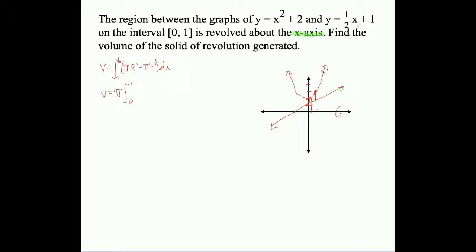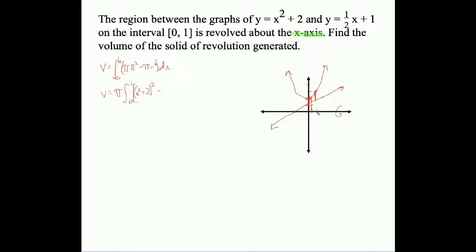We need to have it in terms of x because this is a y value. It's how high it is vertically. So it's a y value. So y equals x squared plus 2. So we want x squared plus 2, that's our larger radius, squared, minus, we factor out the pi, so we can put our smaller radius there.